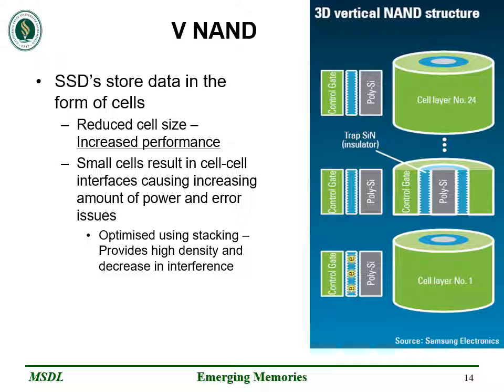Moving on to vertical NAND device. Basic SSDs store data in the form of cells. To increase the performance, the cell size has to be reduced to fit more of them in limited space. Smaller cells result in more cell-to-cell interference and an increased amount of errors. With the reduction of cell size reaching the threshold, stacking has become an option. Stacking of cells allows for greater density and an increase in performance without an increase in size and mutual interference. This is optimized perfectly using vertical NAND.